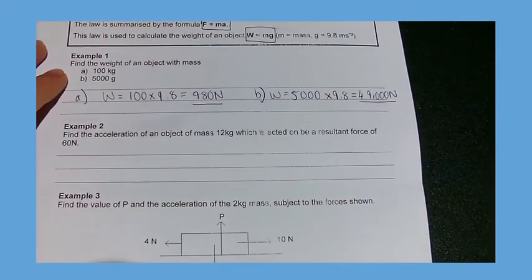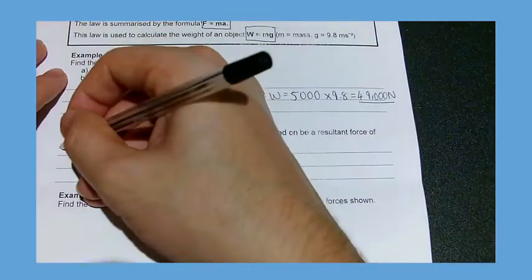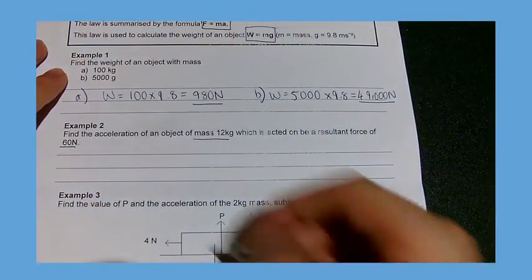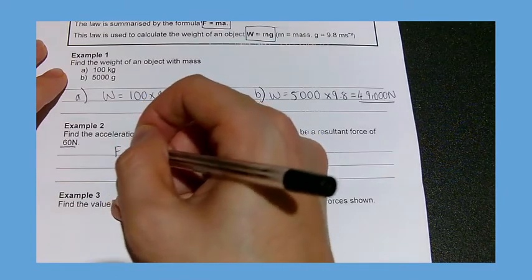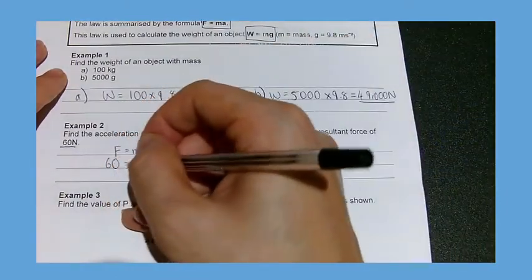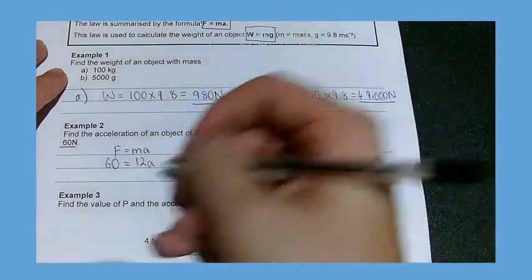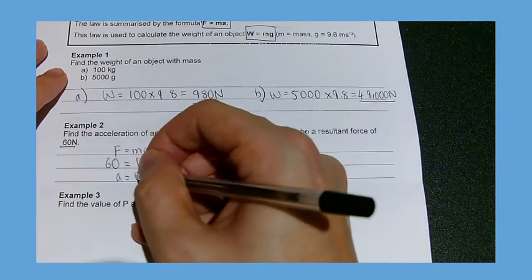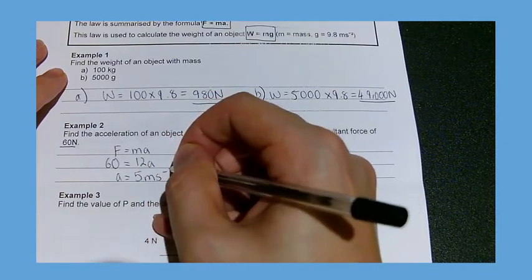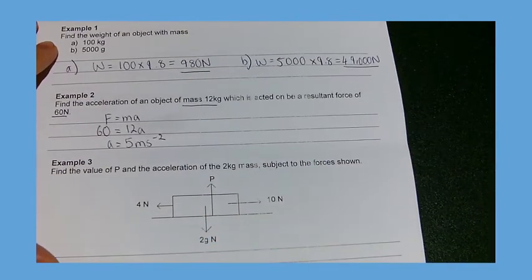Example 2, find the acceleration of an object with this mass that is acted on by a resultant force of 60 newtons. So I'll invoke the F equals ma formula. The overall resultant force is 60, its mass is 12, and we want a. So our value of a will clearly be 5 meters per second squared.